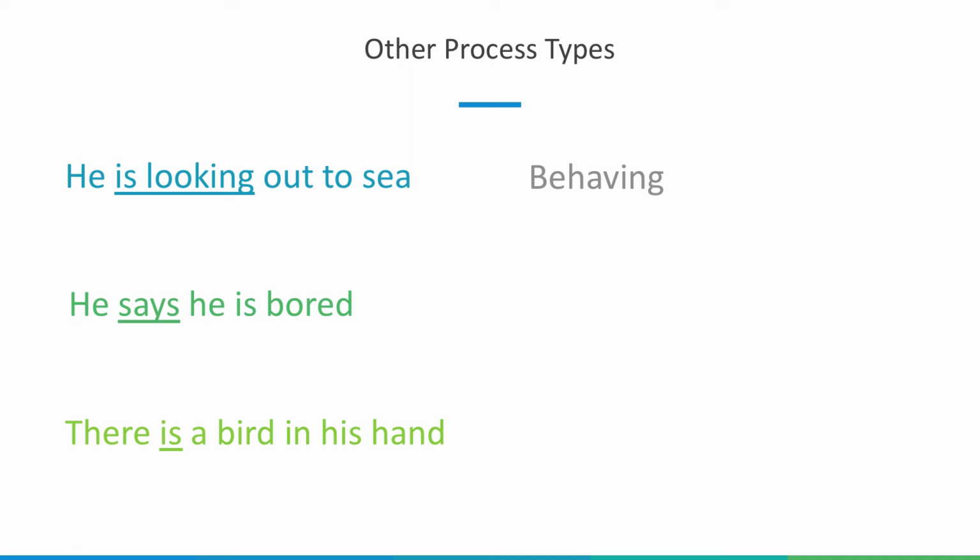In the next sentence, he says he is bored. Says is literally a process of saying. And we can call these verbal processes. In the third sentence, there is a bird in his hand. The verb is tells us that a bird exists. It's not relating the bird with a quality or an identity. It's just saying that there exists a bird. So we call this kind of process an existential process. It's a process of existing.